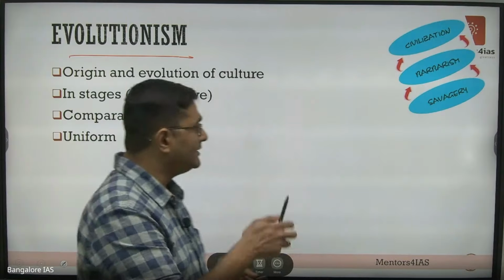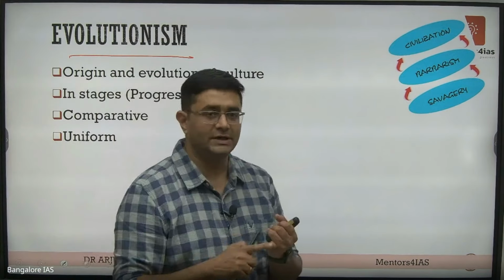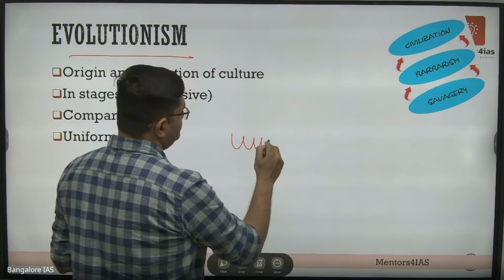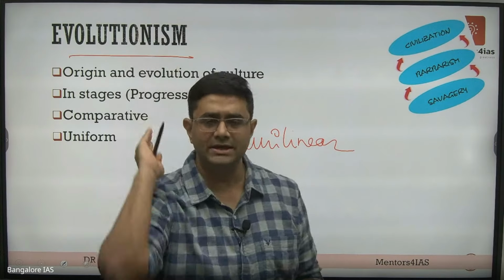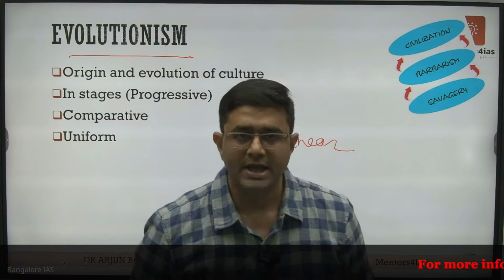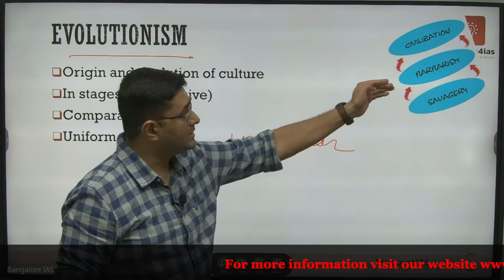What are the salient features, or the facts that you have to remember? One, it is unilinear. That means every society evolves in a single line. That's why it's called unilinear evolution. They evolve in a similar line from savagery and barbarism to civilization.